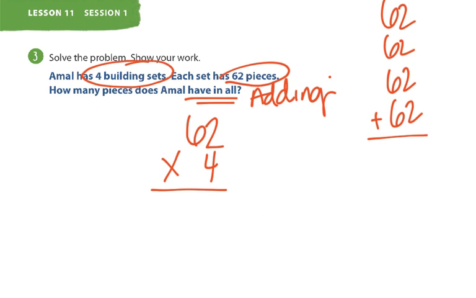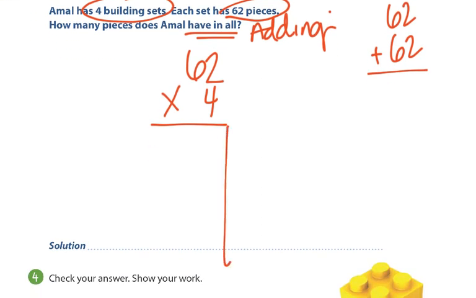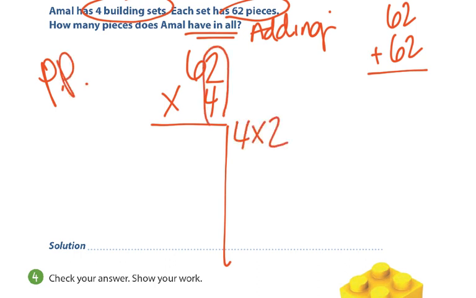Ugh, we don't have time for that in 4th grade, though. We're using partial product again. 4 times 2, because it's the ones place. 4 times, is it 6 or 60? It's 60 because it's in the tens place. There's 2 numbers there. 4 times 2 is 8.